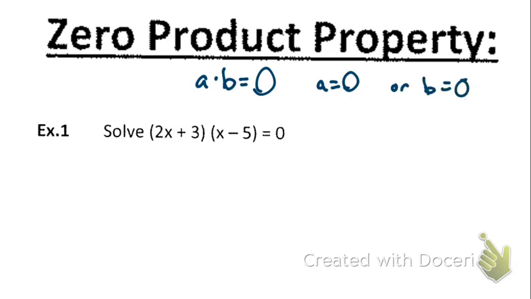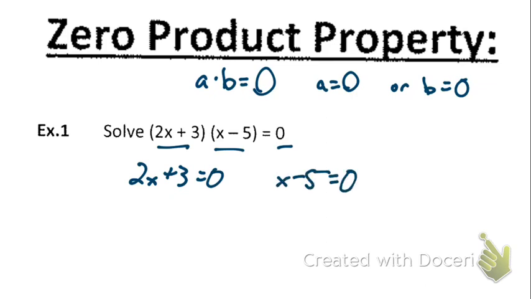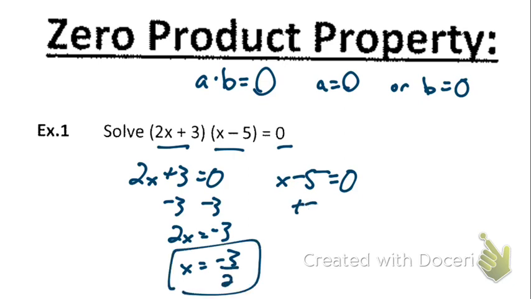And what that means is this. I have two things being multiplied. They're equal to 0. That means you set 2x plus 3 equal to 0 and x minus 5 equal to 0, and you get two solutions. So you subtract 3 from both sides, we get 2x equals negative 3, we get x is equal to negative 3/2. Or we add 5 to both sides, we get x equals 5. All right, so we're getting all the solutions now.